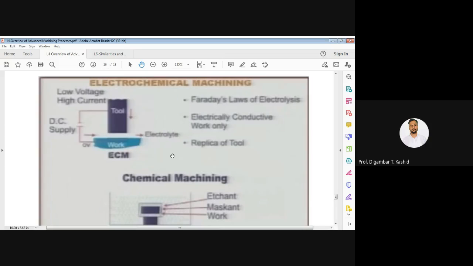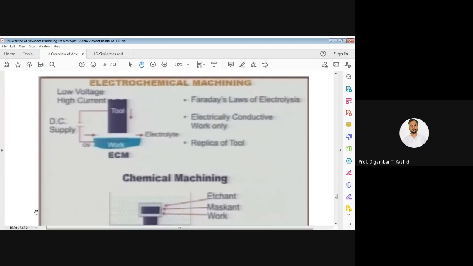When the current starts flowing in the IEG, then and only then the electrochemical reaction takes place. As a result of that reaction, metal is removed from your workpiece, and by removing the metal you get a cavity formed in that workpiece. That cavity is normally an inverse replica of the shape of your tool.